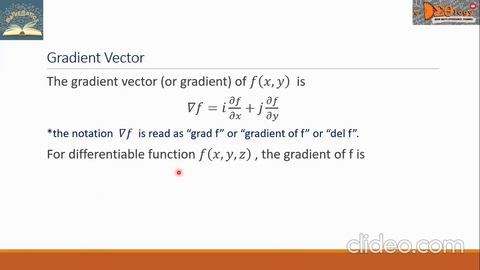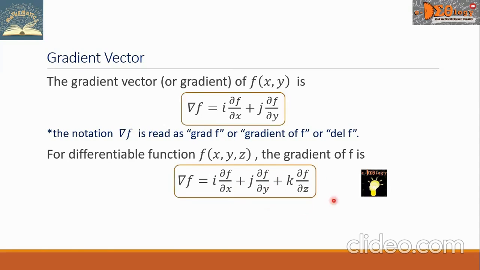For a differentiable function f of x, y, z, the gradient of f is grad f equals i times partial derivative of f with respect to x plus j times partial derivative of f with respect to y plus k times partial derivative of f with respect to z. These are the working formulas.